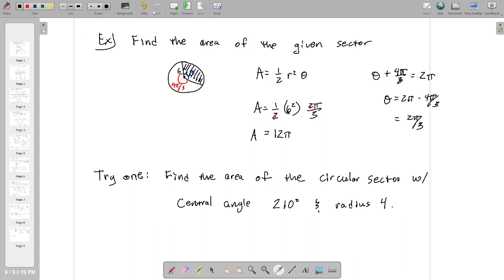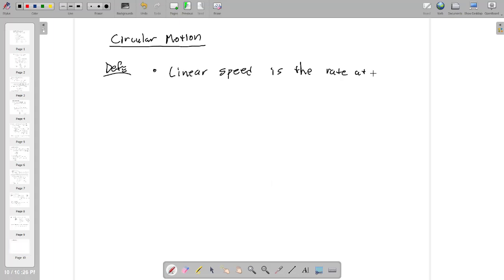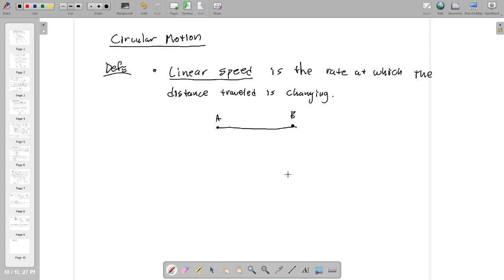The next topic I want to talk about is going to be circular motion. Linear speed is the rate at which distance traveled is changing. So if we have a point A and we have a point B, and we traveled this distance from point A to point B, then the speed at which we did that, or the rate at which we did that, is called the linear speed.